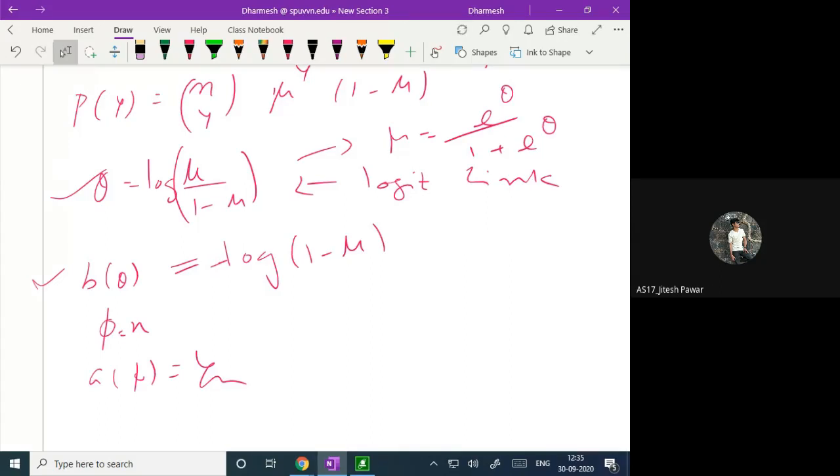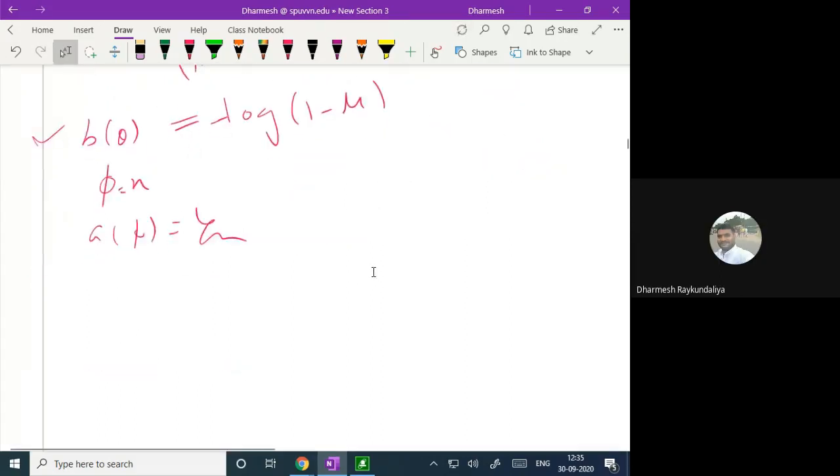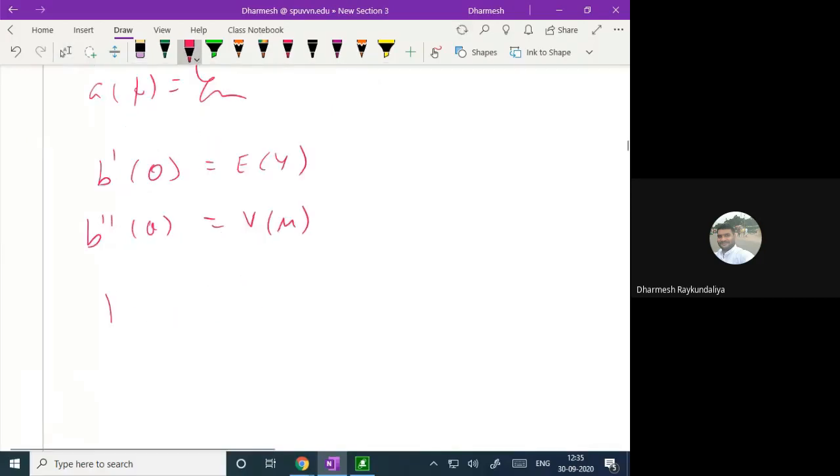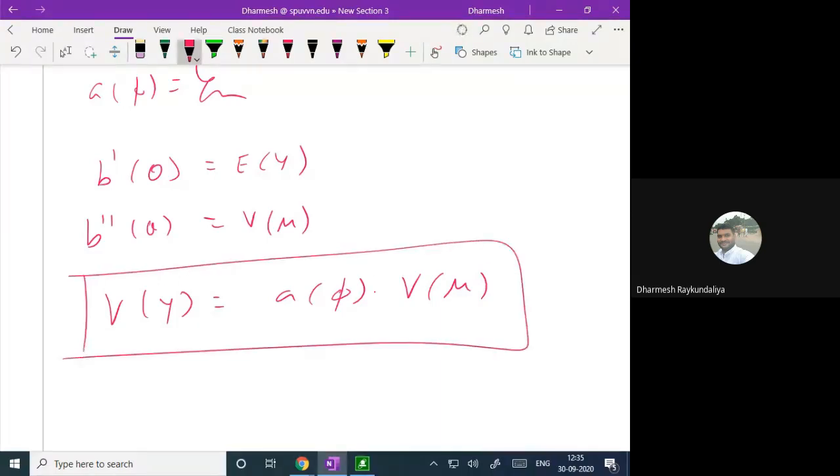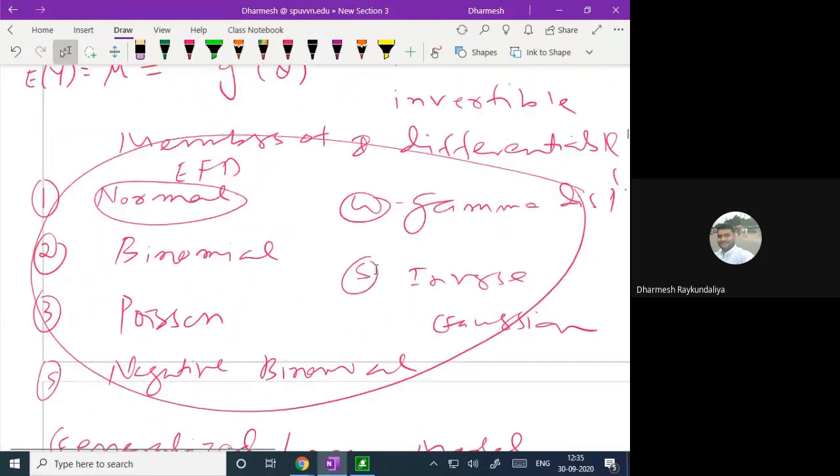So if you know theta and beta, you can easily find out b dash theta, and b dash theta is nothing but the expected value of y, and b double dash theta is nothing but the variance function of mu. So what is the variance of y? The variance of y is nothing but a of phi into the variance function of mu. Okay, so how have you obtained the mean and variance of an exponential family of distribution?